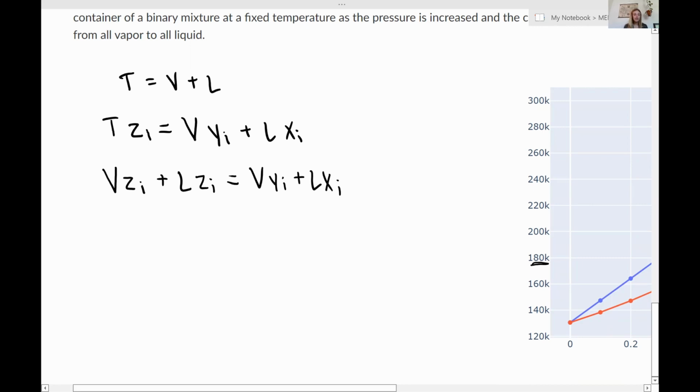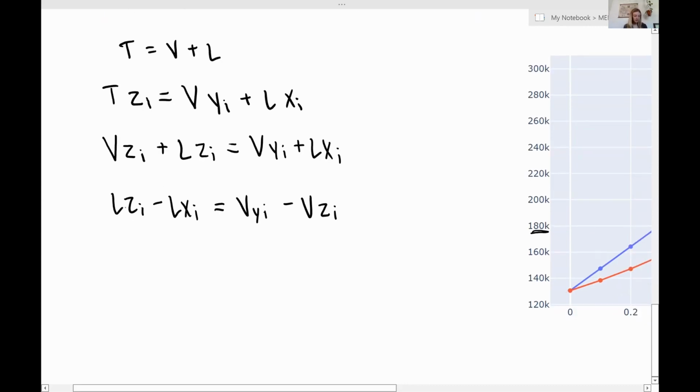Next, what we want to do is get all of our V's on one side and all our L's on the other side. So we'll have L Zi minus L xi equal to V yi minus V Zi. All right, so we're almost there. We can factor out our flow rate of L, liquid, and our flow rate of our vapor.